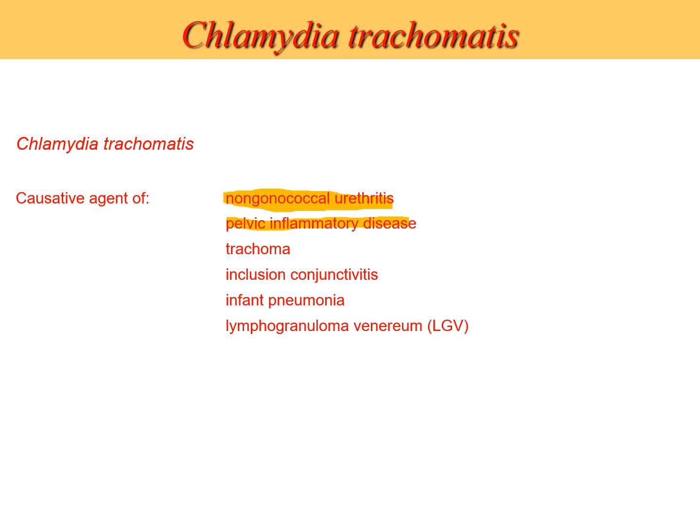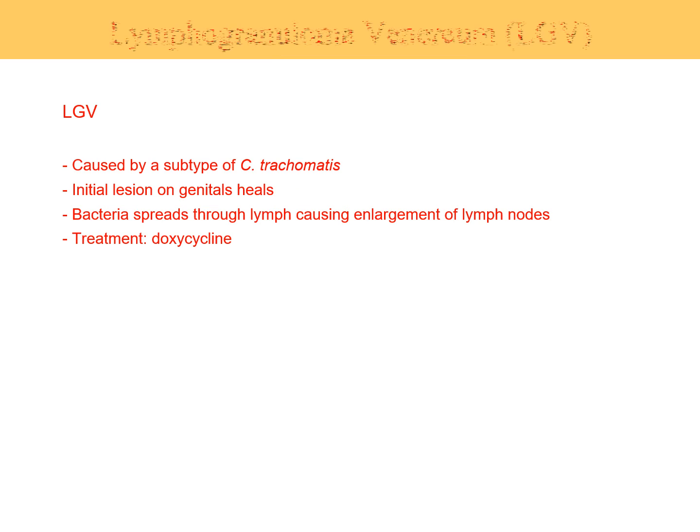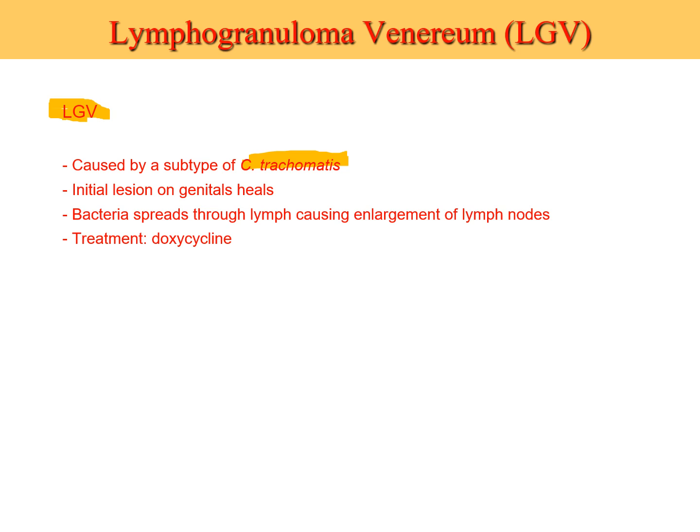And when we talked about bacterial infections of the eyes, I talked about trachoma, a serious complication that can lead to blindness. You can also get inclusion conjunctivitis, also serious, infant pneumonia, and an unusual kind of lymphoproliferative disease called lymphogranuloma venereum, LGV. This disease, caused by chlamydia, can result in bacteria spreading through the lymphatic vessels and enlarging the lymph nodes, and is serious but treatable.